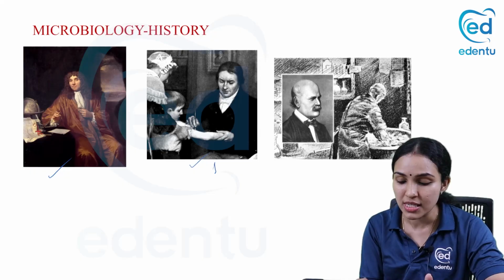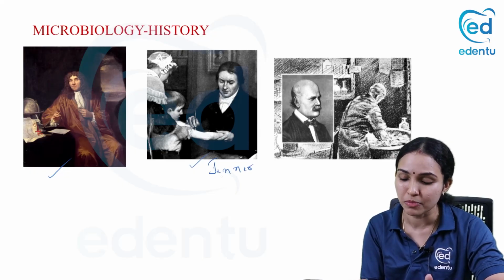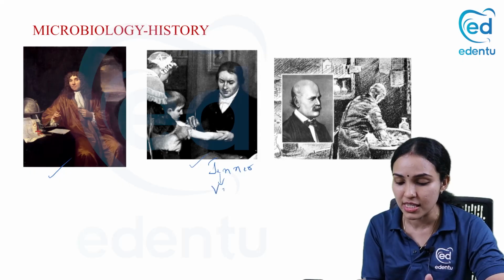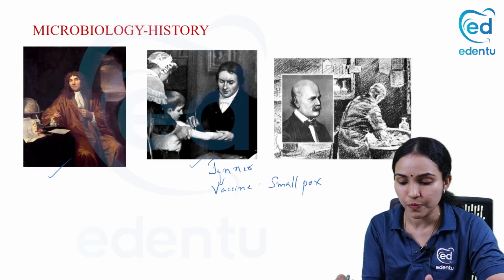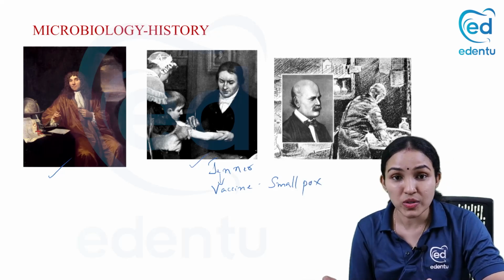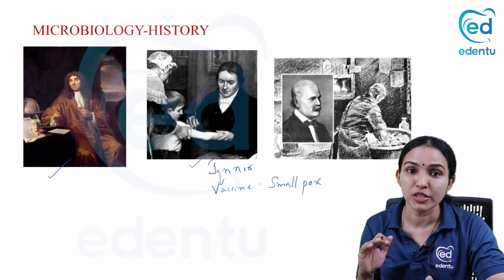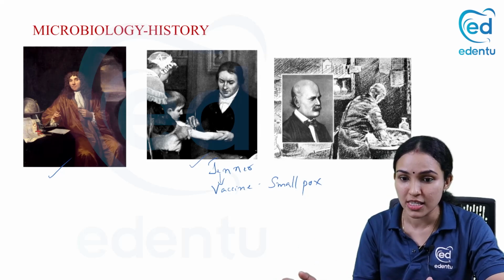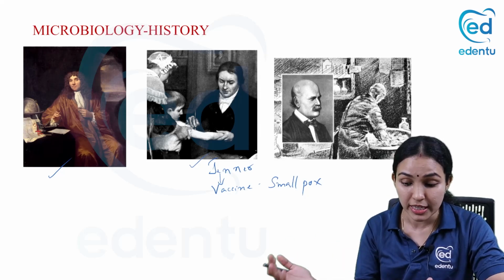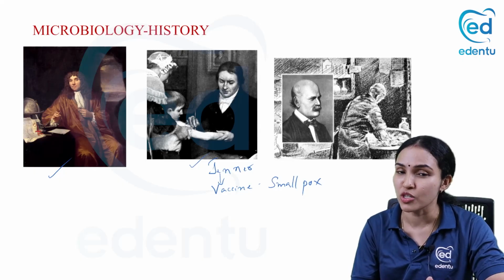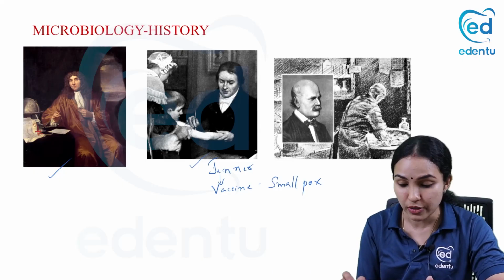So this person is Jenner. When you hear the name Jenner, you might be remembering his discovery. He discovered the vaccine, and the first vaccine he discovered was the smallpox vaccine. That was the basic foundation for the development of all other vaccines, and it led to the eradication of smallpox. That was by Edward Jenner.